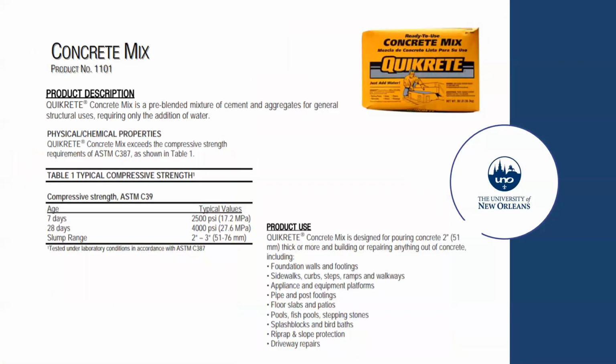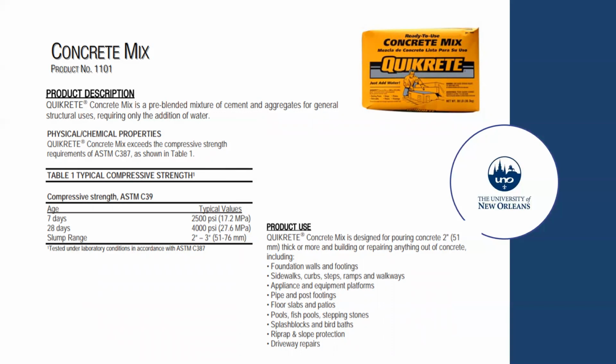This is the concrete mix that we're going to use today. If you look at the product description that I already explained on Google, it is a pre-mixed, pre-blended mixture of cement and aggregates for general structural uses. You can have it and you can try it at home as well. If you look at the tutorials that I have on Moodle, you can make some small structures in your backyard.